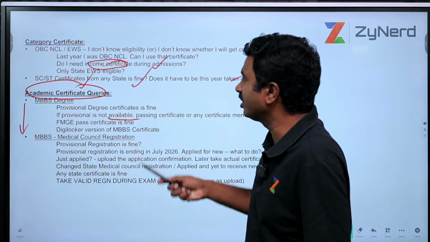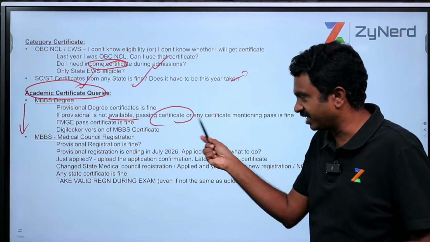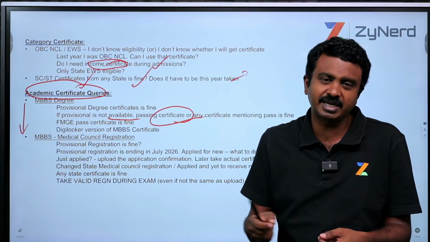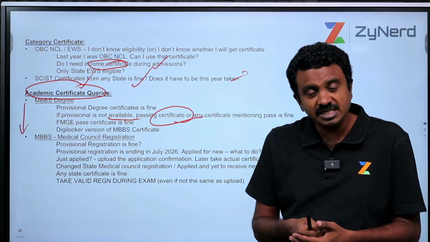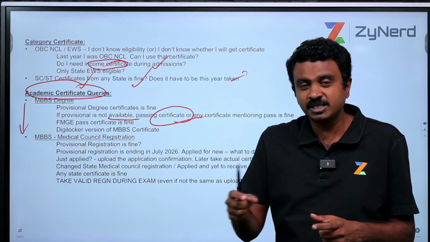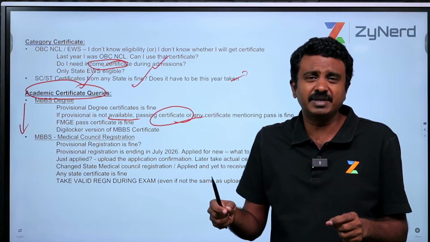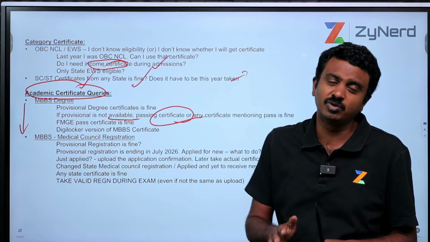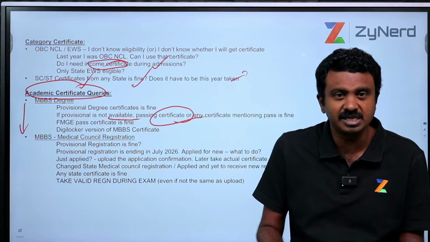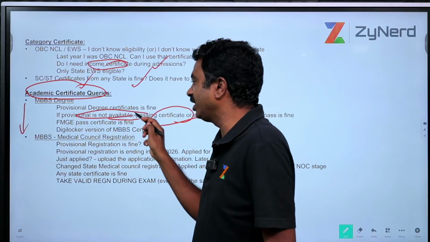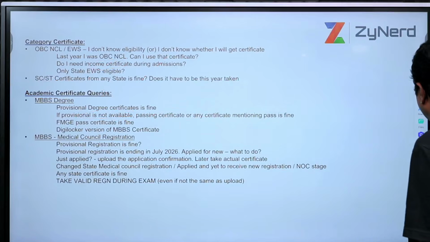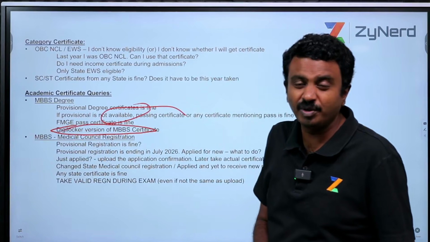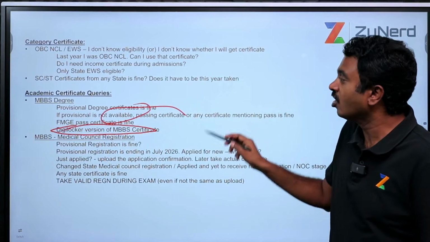If provisional is not available, passing certificate, they've given you an attempt certificate which says that this person has attempted and he has passed the final examination. A passing certificate saying that this person has passed the examination but the degree is yet to be given, or degree passed the examination from your institute or from the university, or you have your pass results, that is also fine. Upload any of these. For FMG pass certificate is fine. In case your MBBS certificate is in DigiLocker version, you will be able to download it as a PDF and upload it. All these are fine.